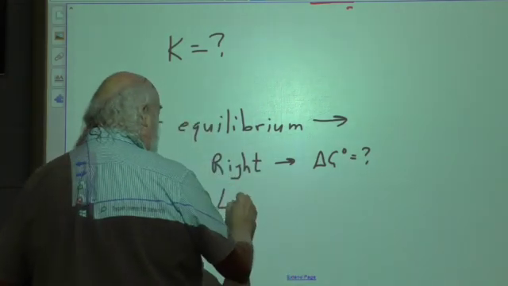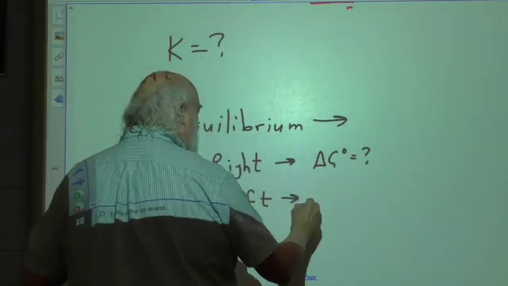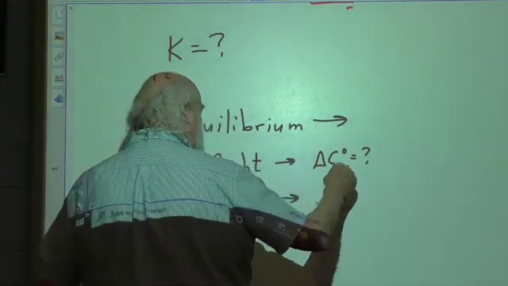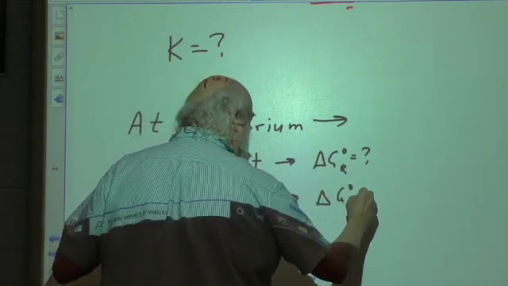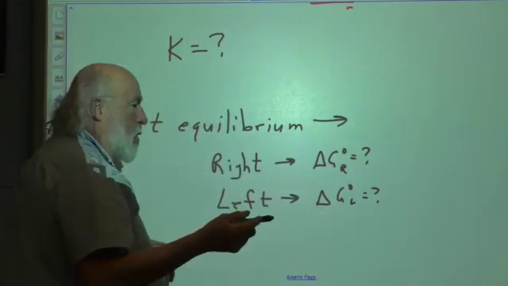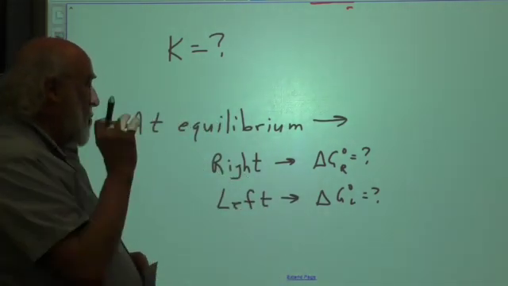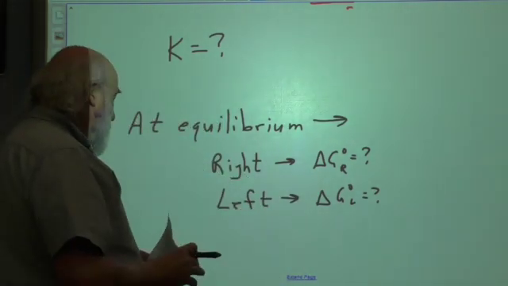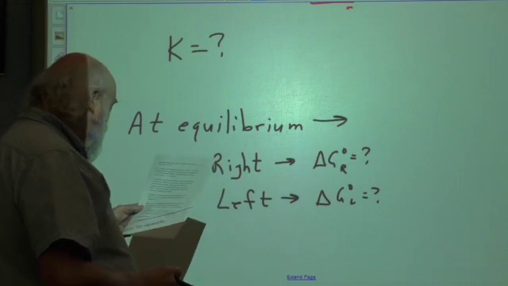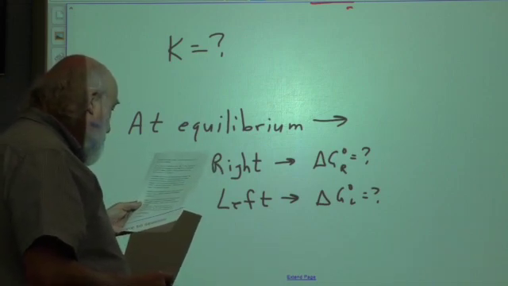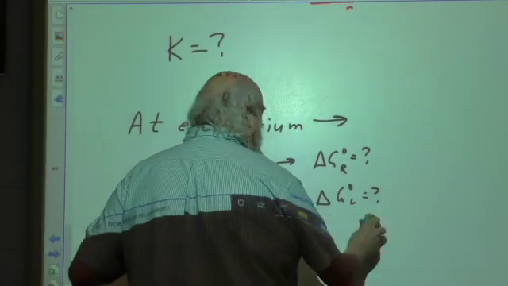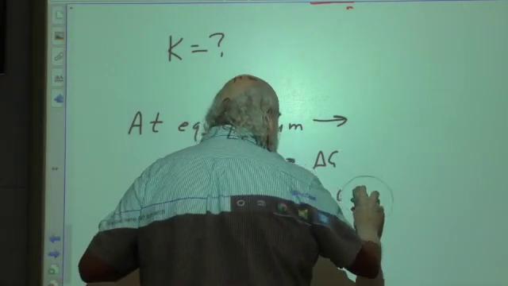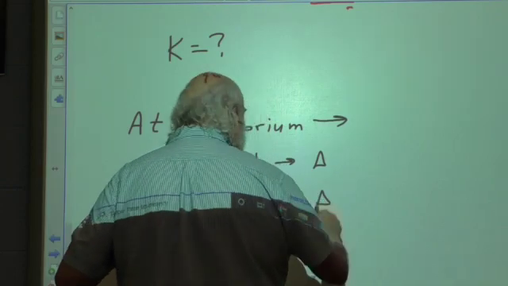And then if you go to the left, this has a particular delta G sub R, and this has a particular delta G value. And I don't know offhand what it is, but it's not important. And the reason why it's not important is, I'm sorry, we're going to use the non-standard form. So let's fix that.